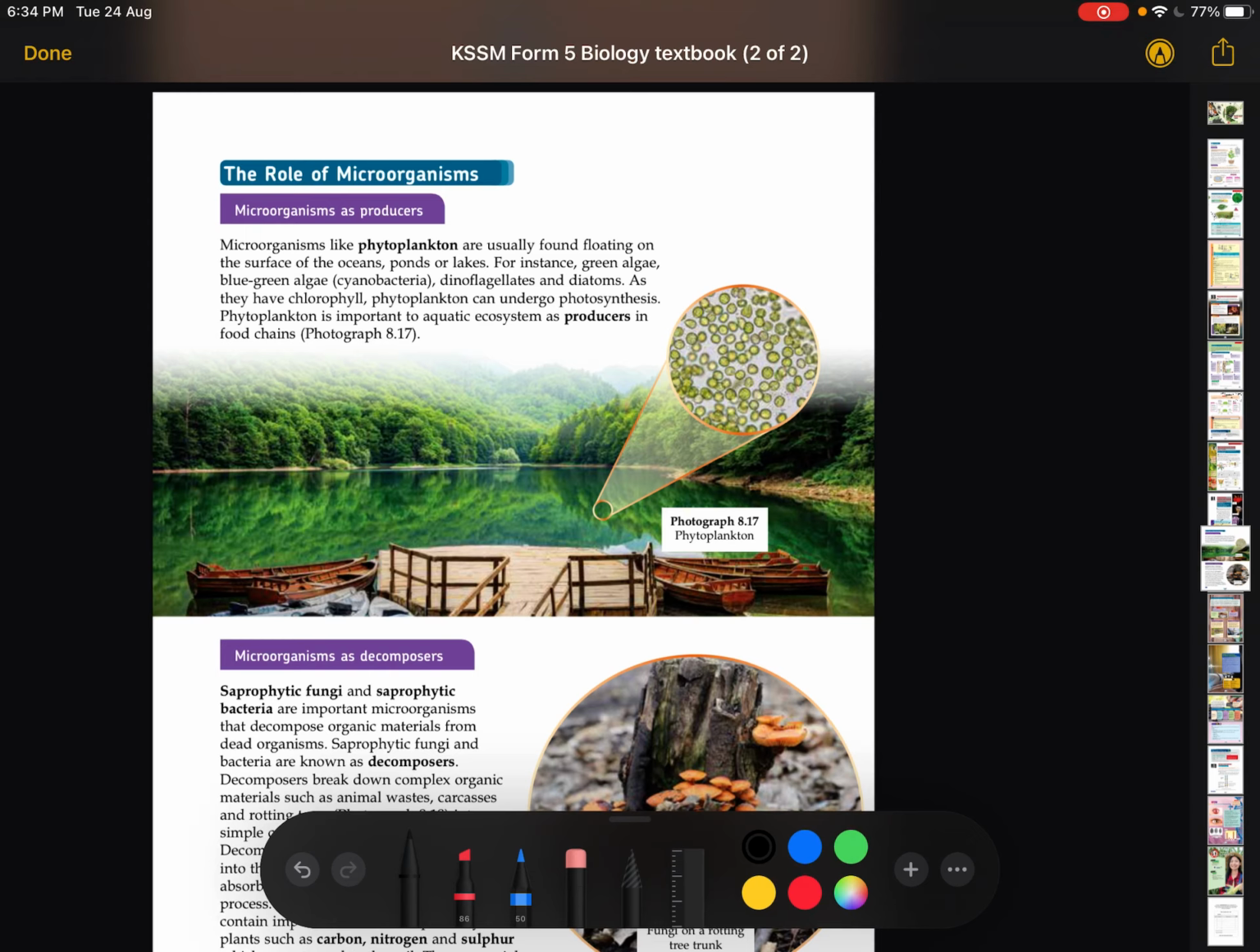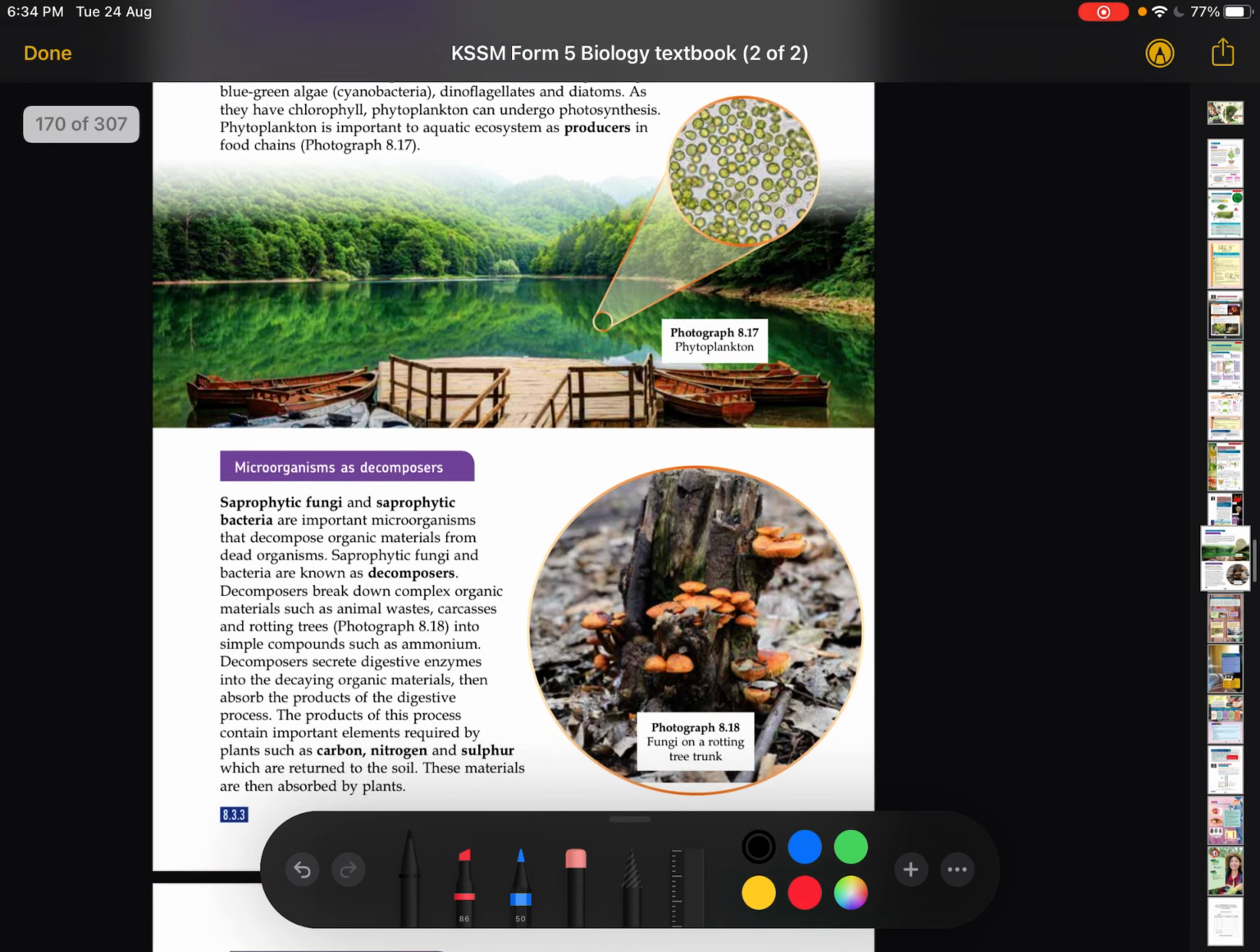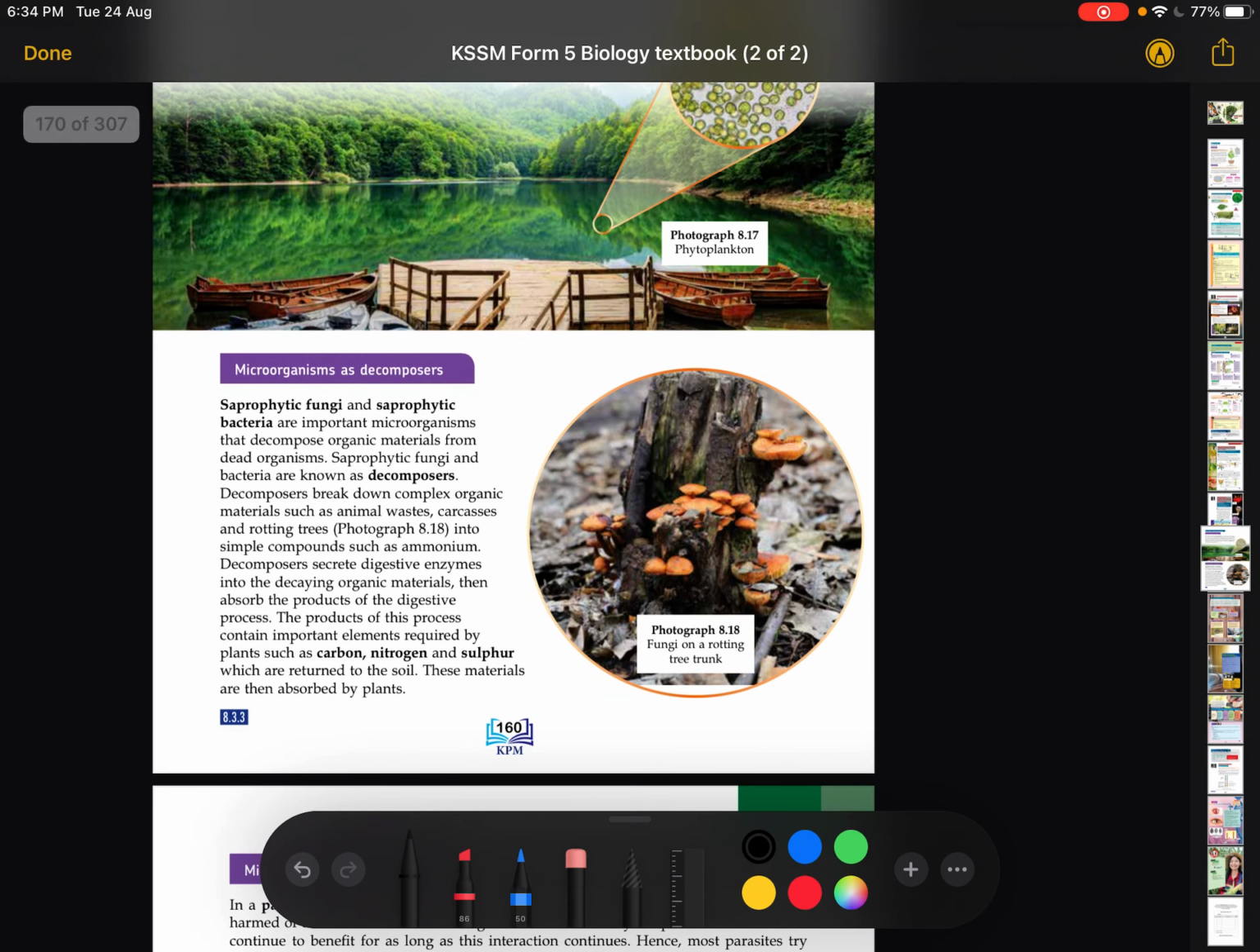Next is the role of microorganisms. So what can microorganisms do? First of all, they can be producers. These ones are usually autotrophic, which means they can make their own food. So they will start the food chain.